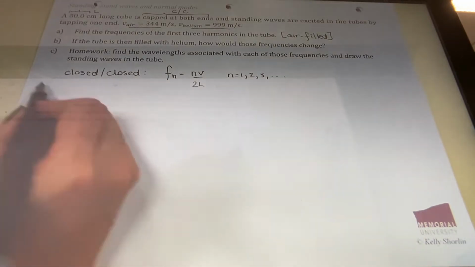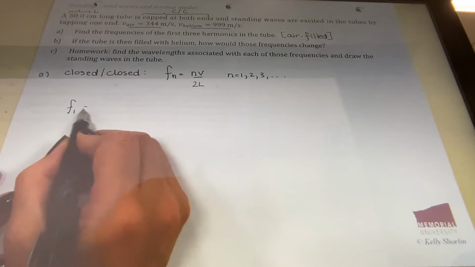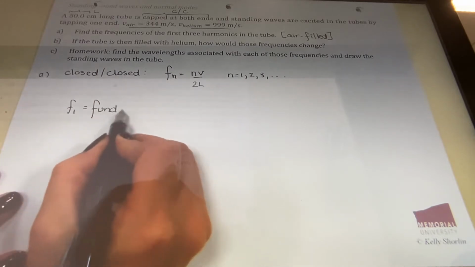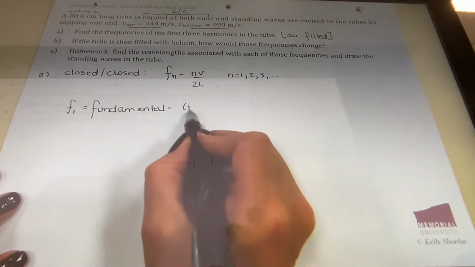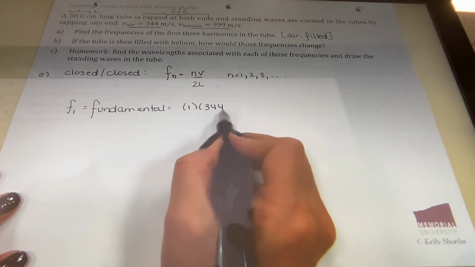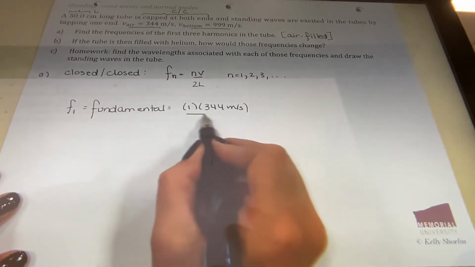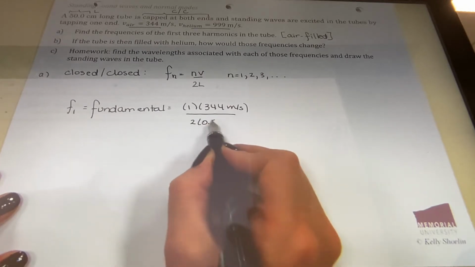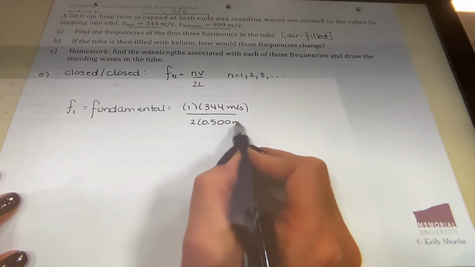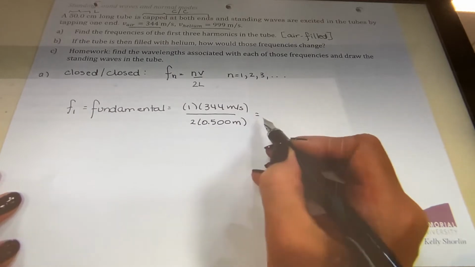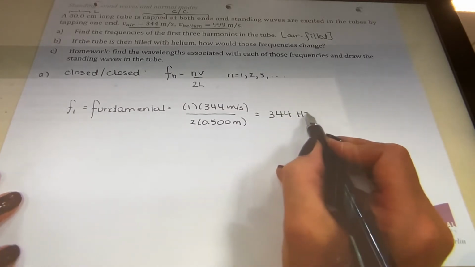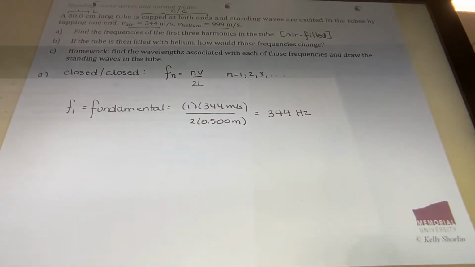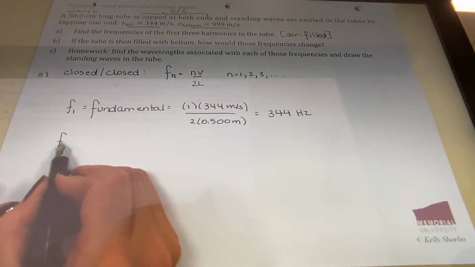So our first frequency, F1, our fundamental frequency, is equal to 1 times 344 meters per second, divided by 2 times 0.5 meters, and we get a fundamental frequency of 344 hertz. Okay, nothing earth-shattering there. Our next frequency we would have to find F2.